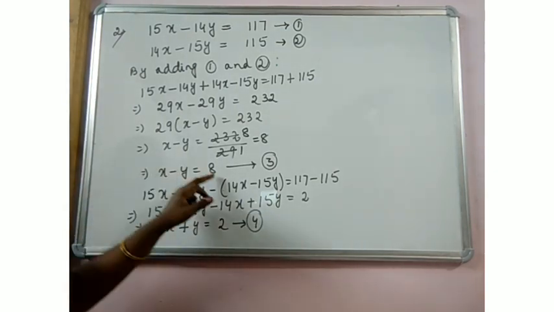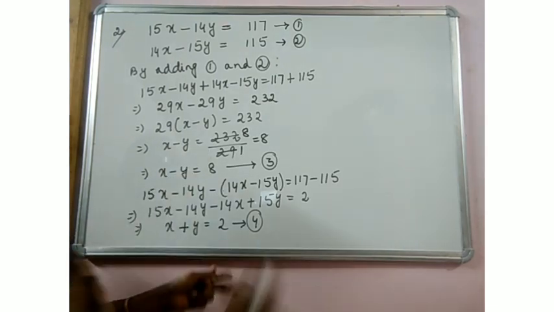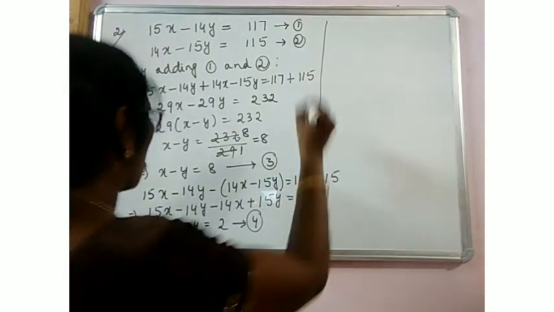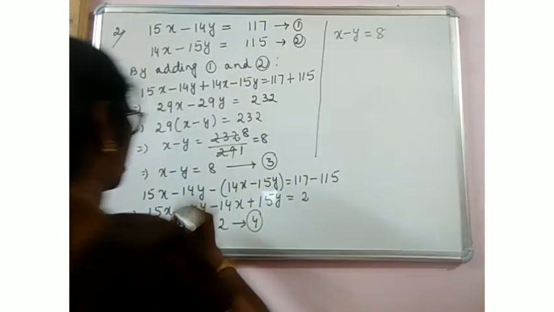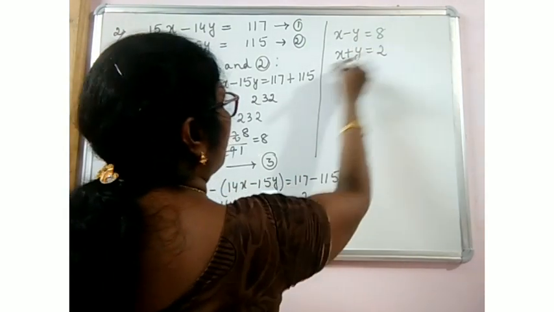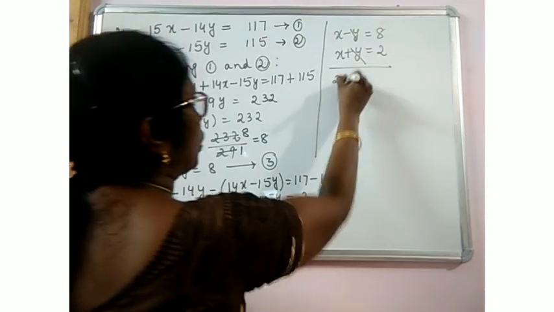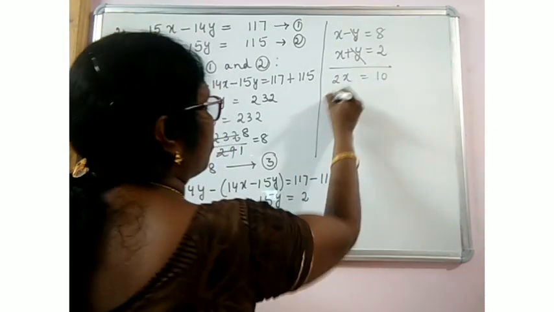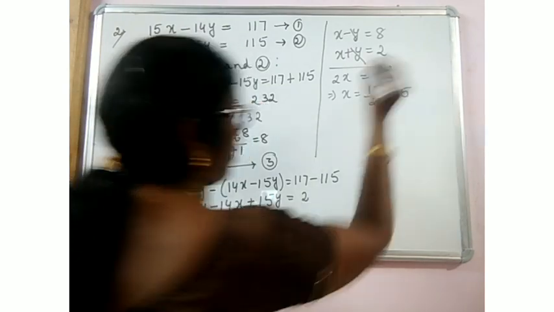Now x minus y is 8, x plus y equals 2. Let us solve these two to get the values of x and y. So x minus y is equal to 8, x plus y is equal to 2. When we add, minus y plus y is cancelled. 2x is equal to 10, or x is equal to 10 by 2, that is 5.